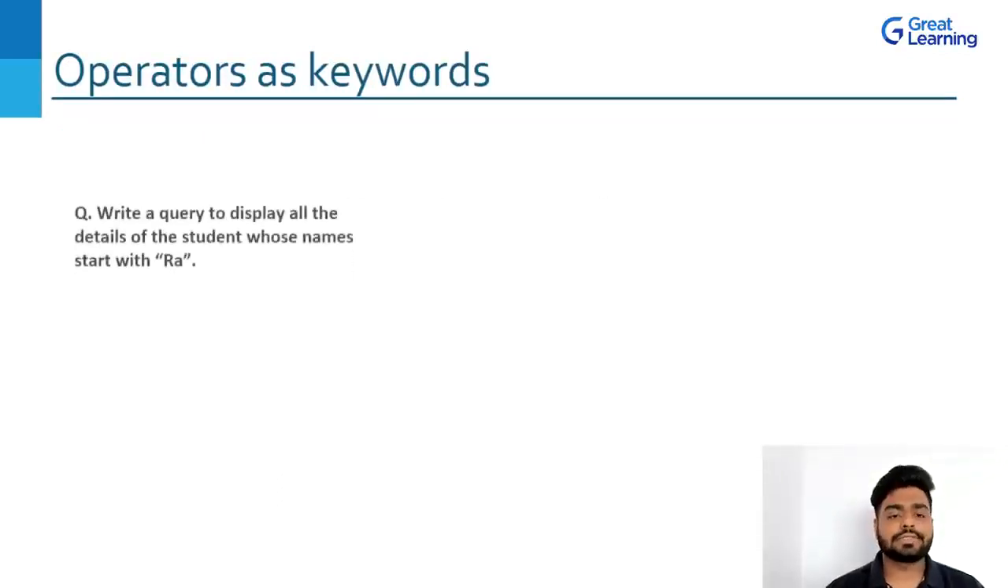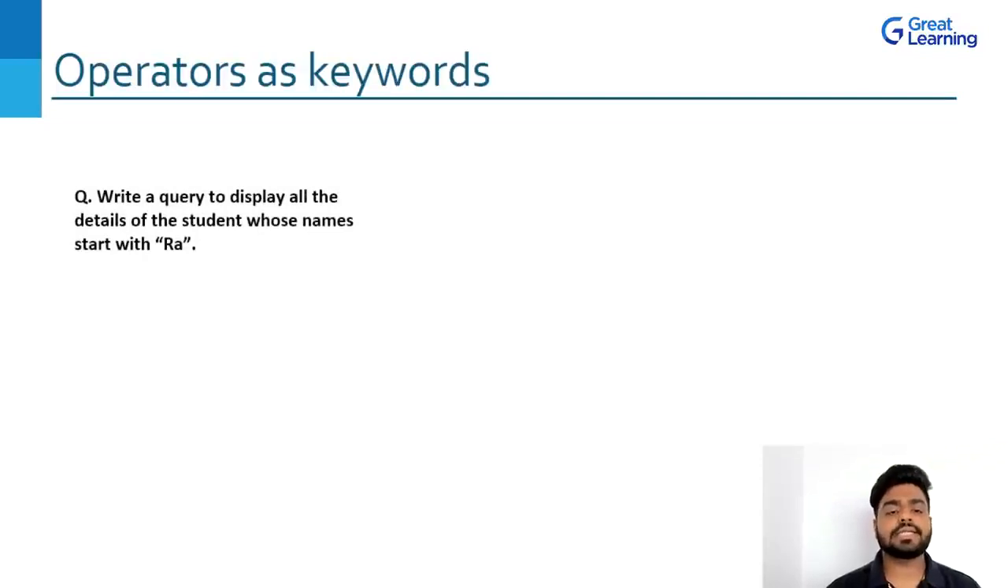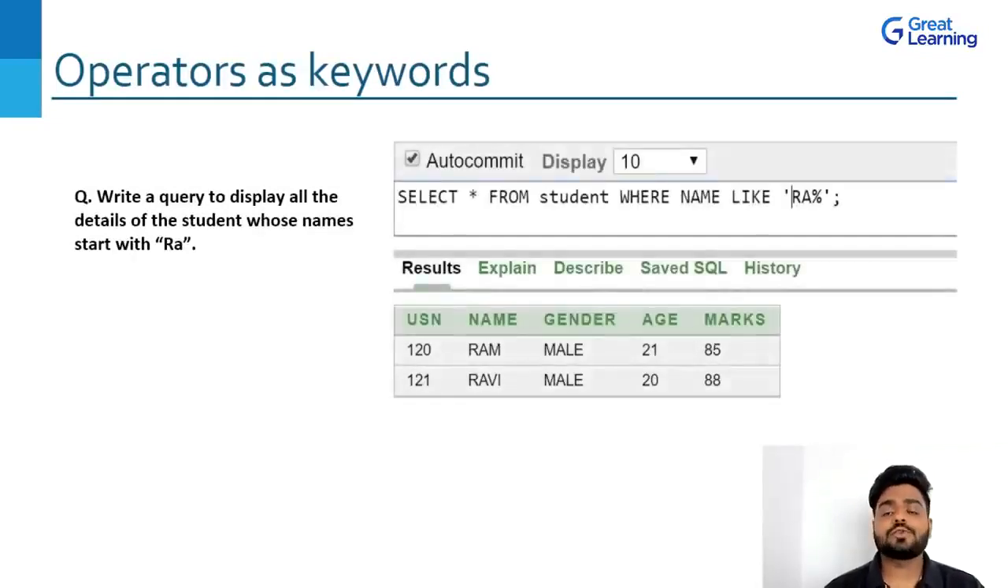Let's take some examples. Write a query to display all the details of the students whose names start with RA. So all the names starting with RA, we are getting the output, but we are not using underscore, we are using modulus. That means 0 or more characters, not 1. So we have 1 character M in one name and in another name we have VI, 2 characters.